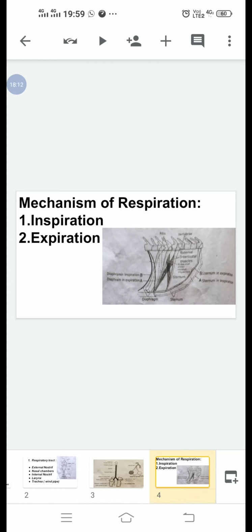Next, mechanism of respiration. Respiration is the taking in of oxygen and giving out of carbon dioxide. Respiration occurs in two stages: inspiration and expiration. Respiration is brought about by the diaphragm and intercostal muscles.